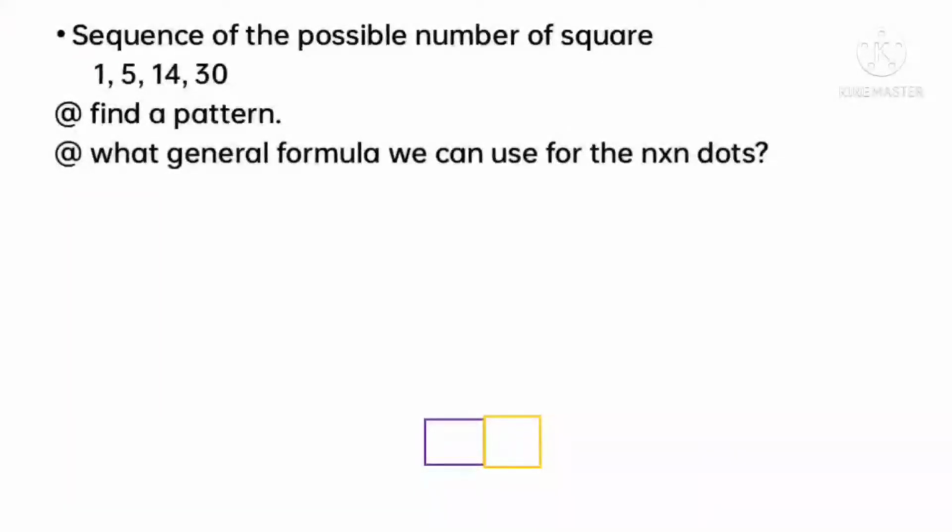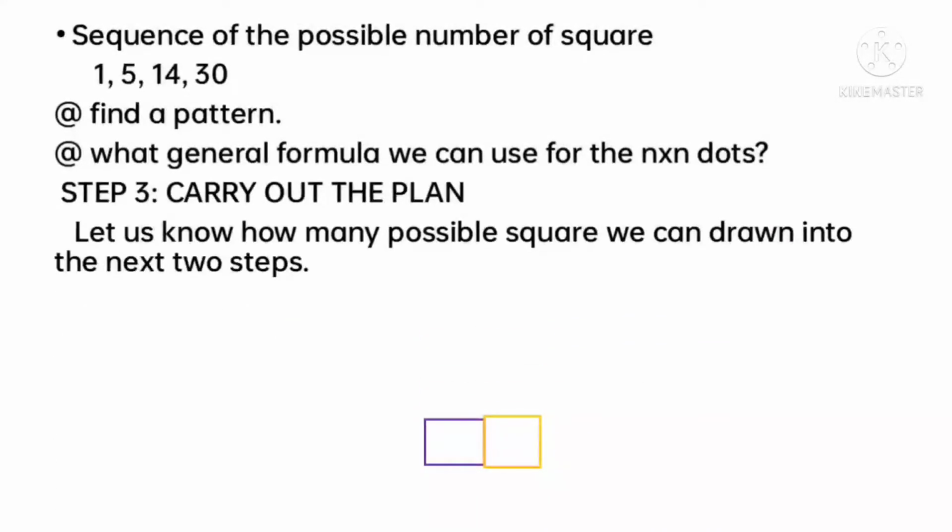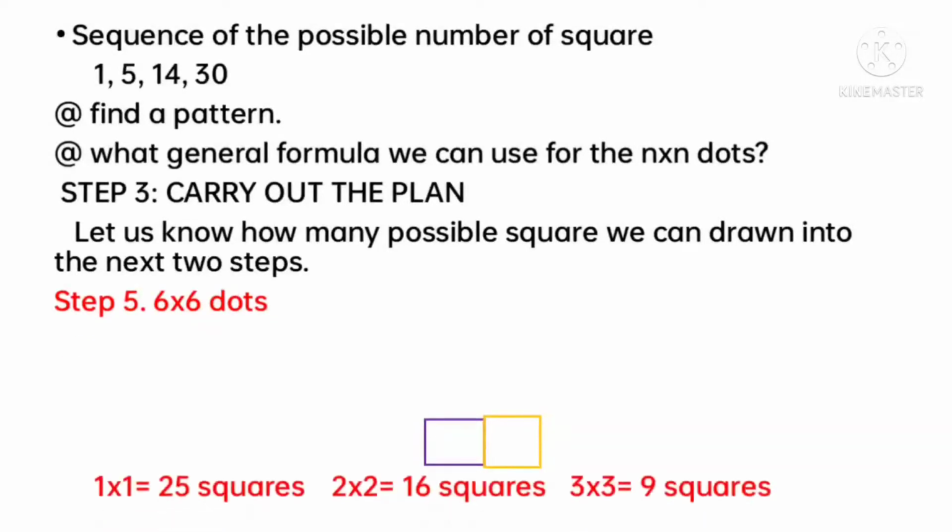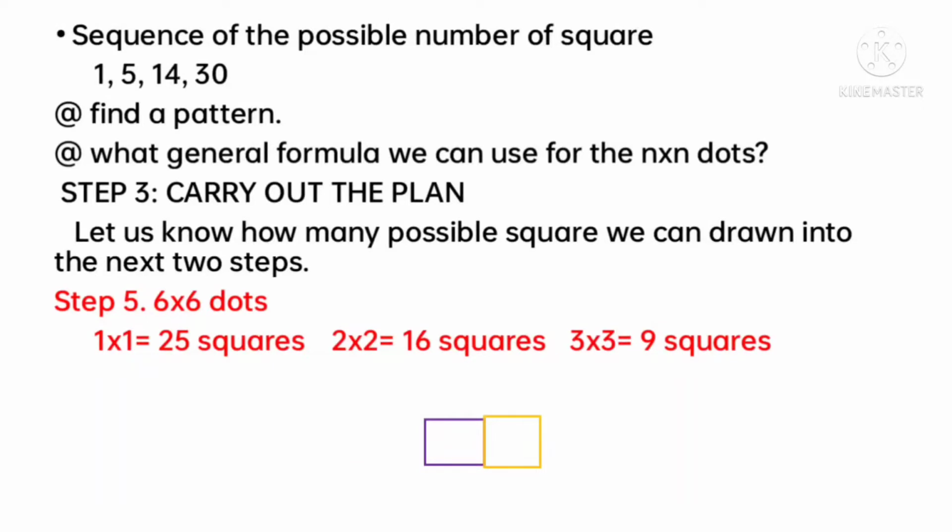So, i-continue natin. Punta tayo sa step 5, which is carry out the plan, step 3. Let us know how many possible squares we can draw in the next 2 steps. Sa step 5 is 6 by 6 dots. Yung mga possible na ma-draw natin dito is yung 1 by 1 is 25 squares, 2 by 2, 16 squares, 3 by 3 is 9 squares.